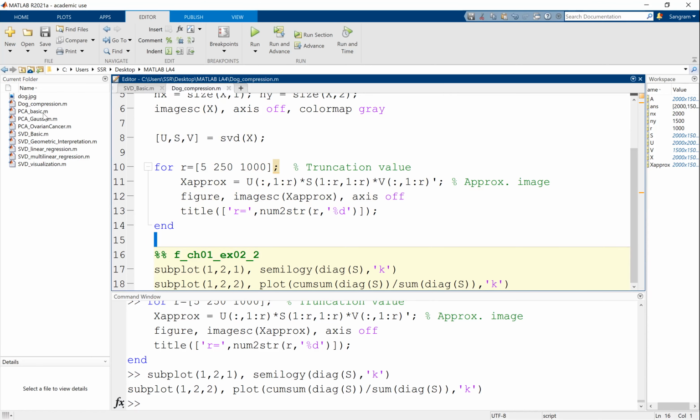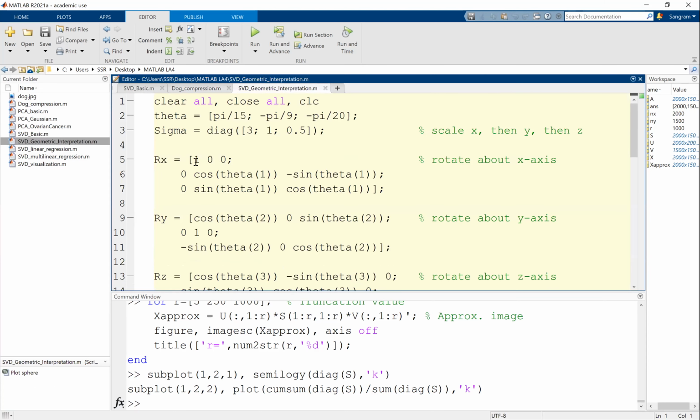Okay, so once this is done, the next example I want to talk about is this SVD we talked about. It is good, but what is the geometric interpretation of SVD? How do we see what this transformation is doing to the data set?